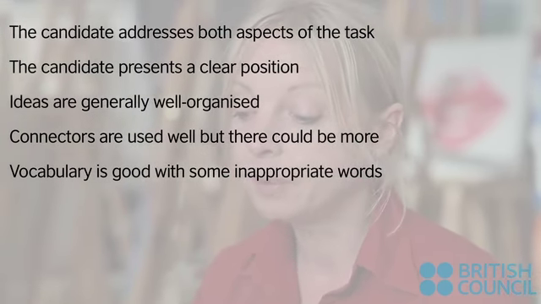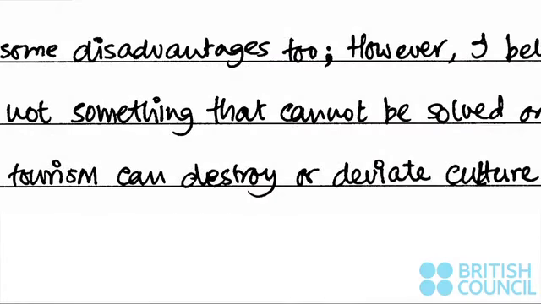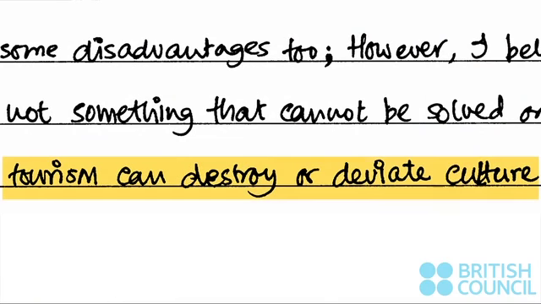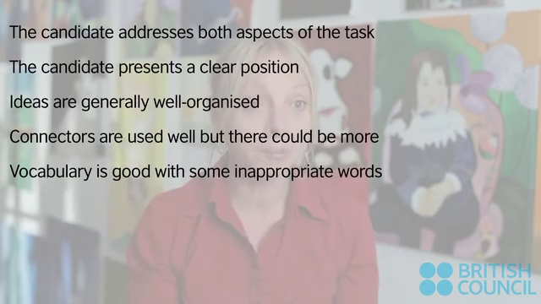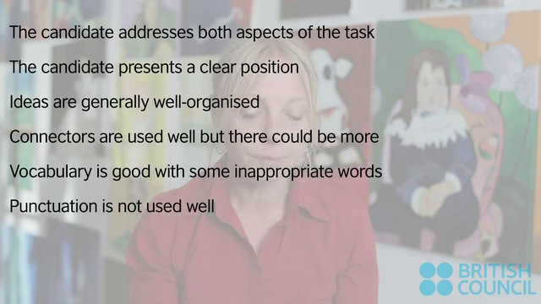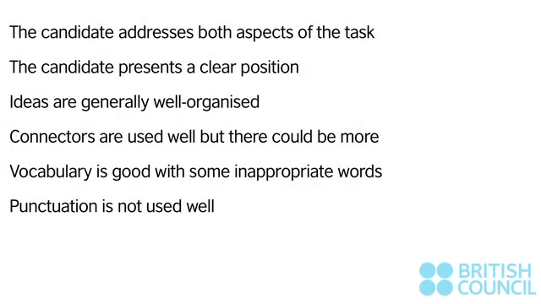For example, in paragraph 3, they use deviate a culture, which is not appropriate. Also, there's a range of sentence structure, though there are still some minor errors, and punctuation is not helpful. So overall, it's clear, well organised, answers the task well, has a range of connectors and vocabulary and grammar, mostly used correctly. So it's a 7.